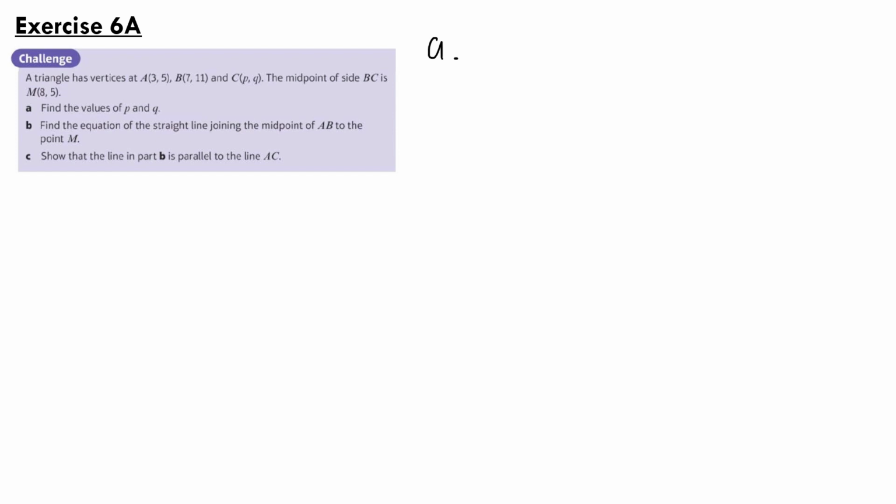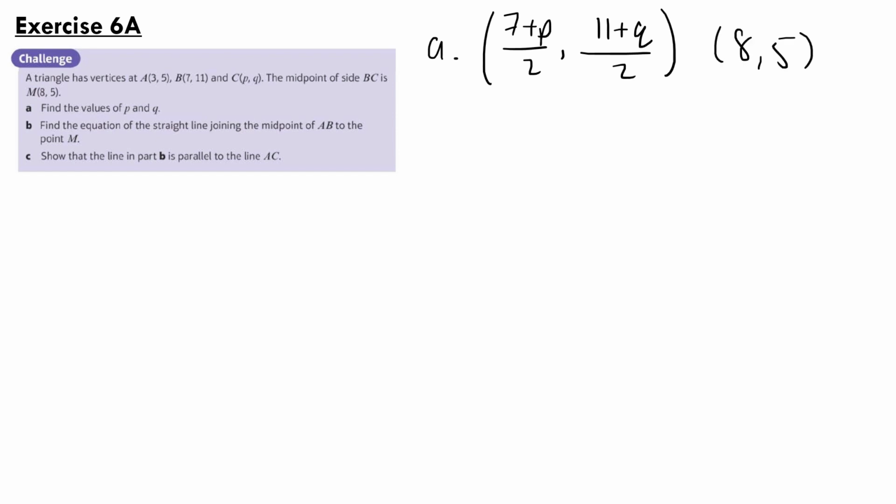So our midpoint of BC is going to be (7 plus p over 2, 11 plus q over 2), and that is the point M, which is (8, 5). Therefore 7 plus p over 2 equals 8, so p equals 9, and 11 plus q over 2 equals 5, so q is minus 1.